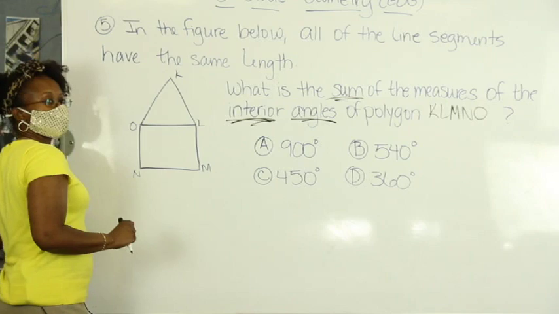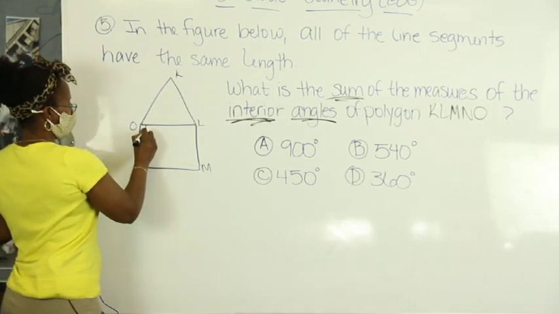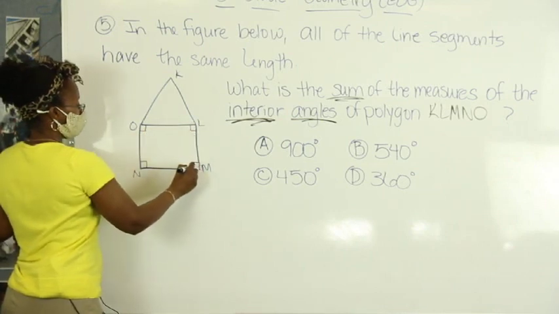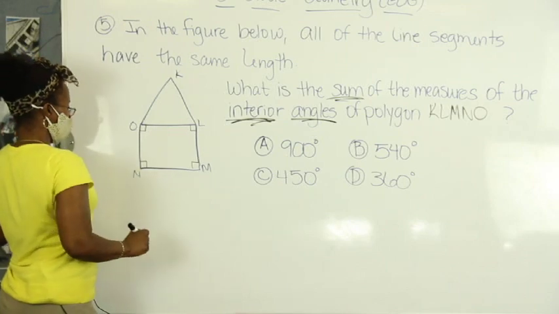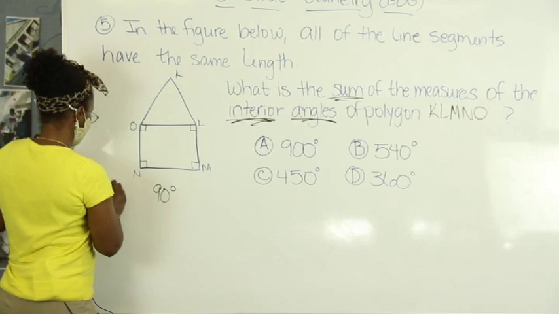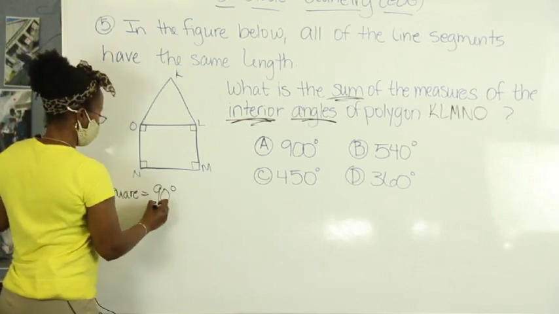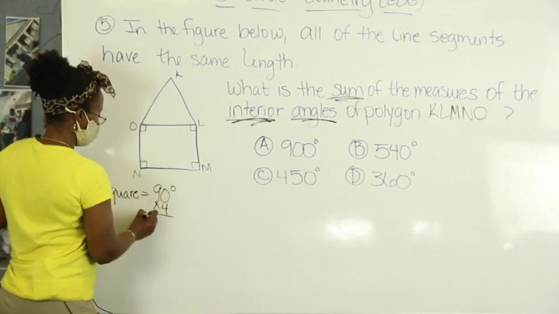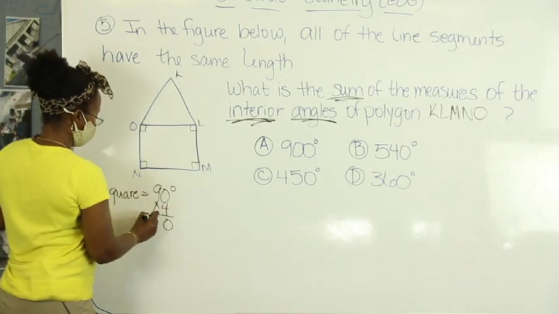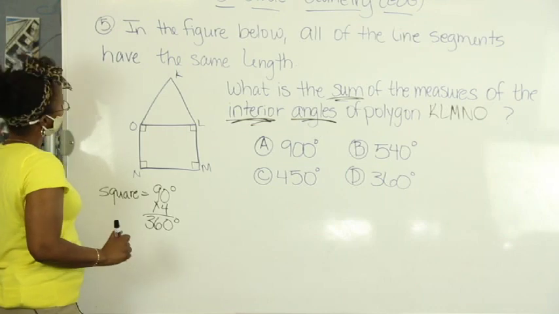Now with the square, each one of these angles are actually right angles. So we already know what this is. This is going to be 90 degrees. We're going to do the square. 90 degrees times 4, which is 0 times 4 is 0, and 9 times 4 is 36. So the sum here is going to be 360.